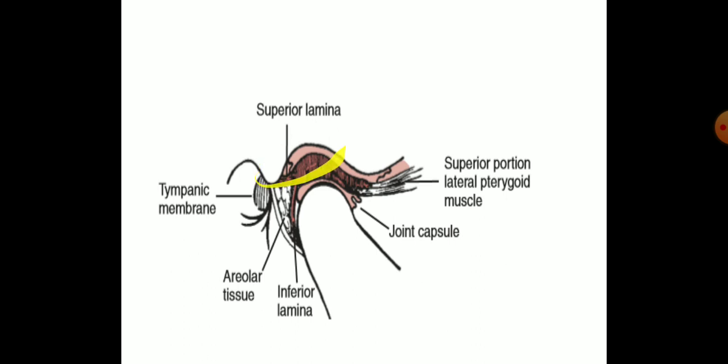As we said earlier, the superior lamina is much more elastic, and it is the one responsible for recoil of the interposed disc. But the inferior lamina is not an elastic structure, and because of this inelasticity, it does not participate in the recoiling of the structure when we are closing our mouth.